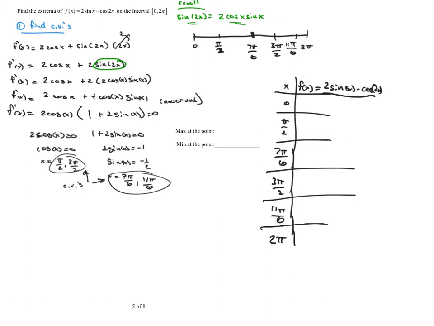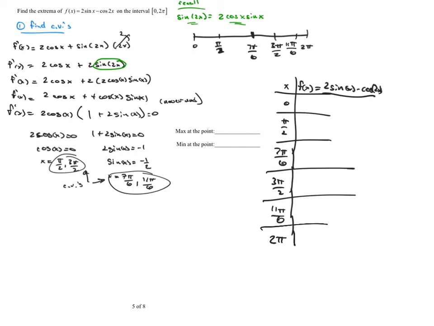How do I do this? I'm going to go into my calculator. Make sure your calculator's in radian mode. Your calculator has to be in radian mode. I'm going to hit table. I'm going to clear it out. I'm going to type in 2 sine of x, close my parentheses. Now I'm going to do minus cosine of 2x and close the parentheses and hit enter. Step doesn't matter, start doesn't matter, ask x is what I need.